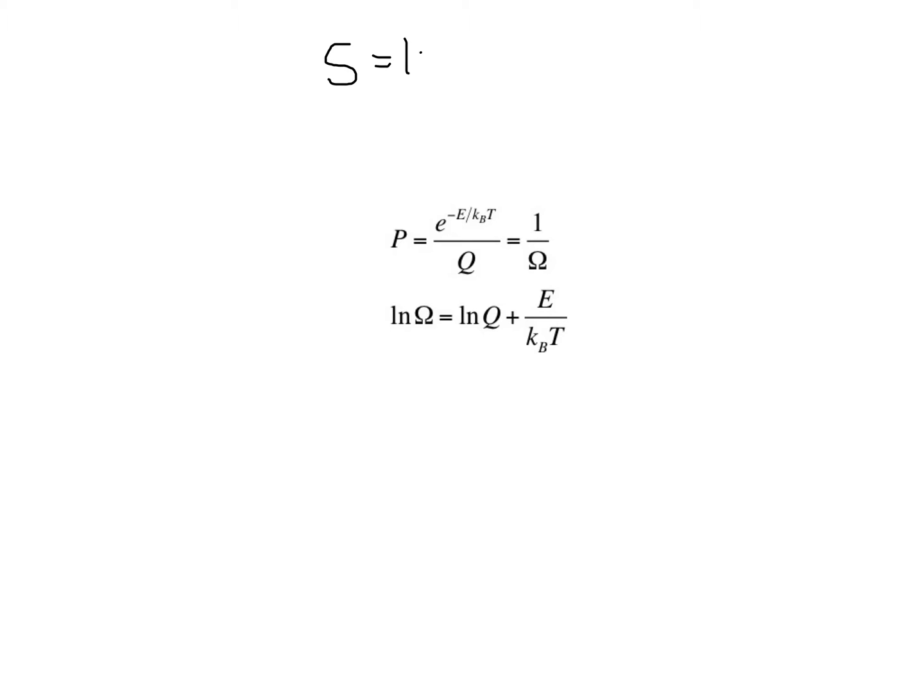Remember that the entropy is connected to the ensemble size and is related to the natural log of the ensemble size. Remember also that the ensemble size is related to the probability of a particular energy occurring by the following equation. If we take the natural log of both sides, we find that the natural log of the ensemble size is equal to the natural log of the partition function plus the internal energy divided by the Boltzmann constant times T.